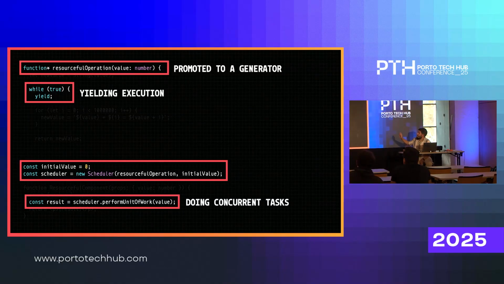So the difference is that the resourceful operation we had, I turned into a generator function. And yes, there's a very weird while true that probably brings you some bad memories from the Redux Saga time. But the reason I'm doing this while true inside the generator is just so that I can use yield and yield execution back to the browser main thread. And then the rest of the code is what we already discussed.